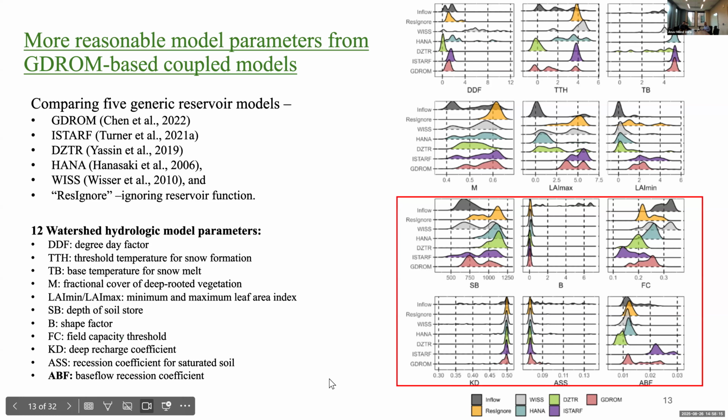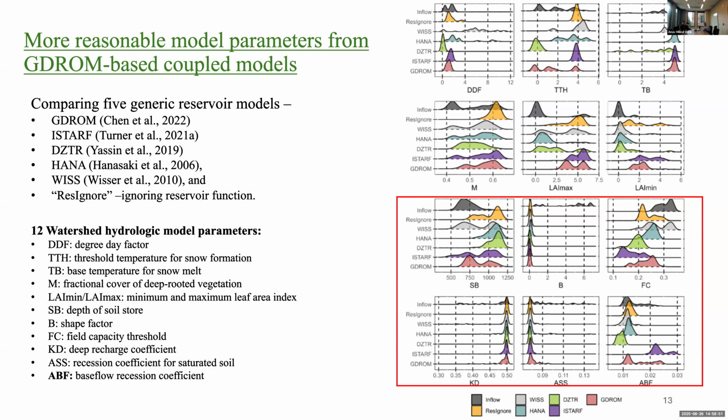But if we look at the last one, the base flow recession coefficient, we know base flow is pretty much affected by reservoir operation. And for this one, you can see that GDROM generates a parameter distribution quite close to the reference case, the baseline case. Much better than other models in terms of both the shape and the range.